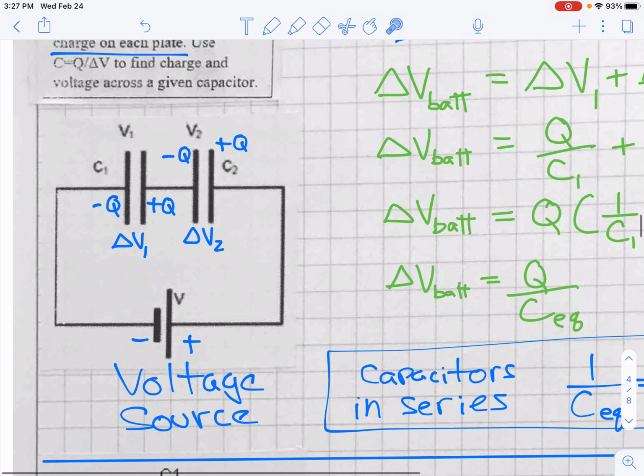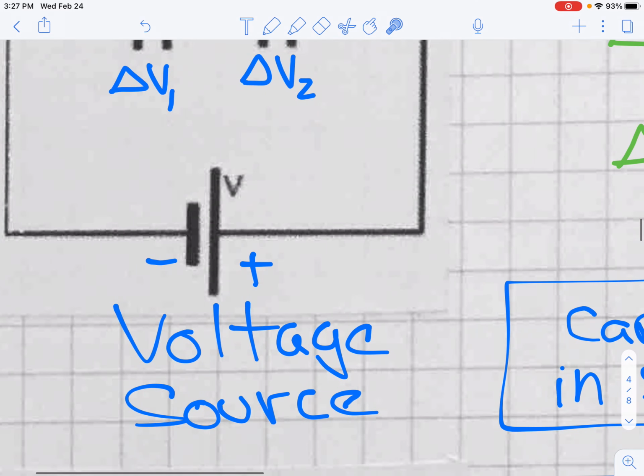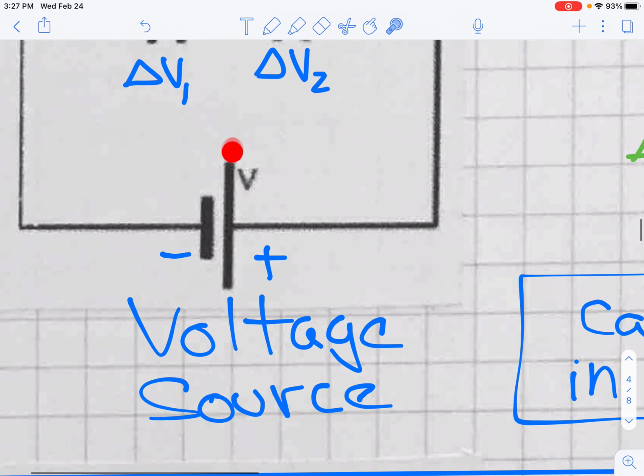And for these battery symbols, you can tell a battery or a voltage source because one line is short and one line is long, and the line that's long is always the positive side of the battery. The line that's short is always the negative side.